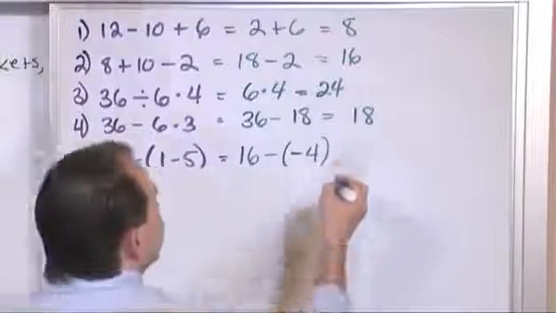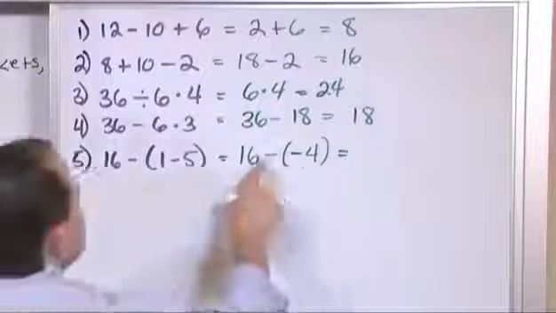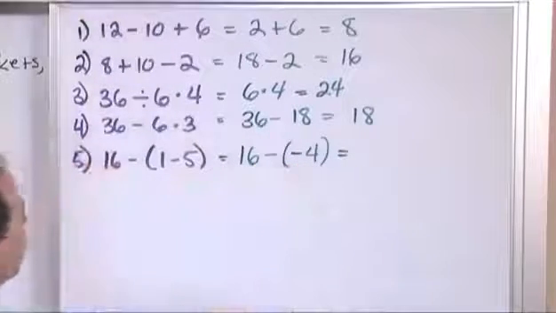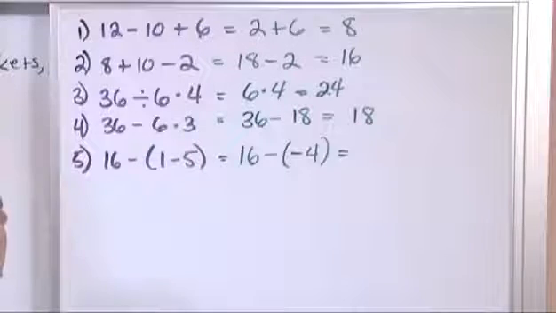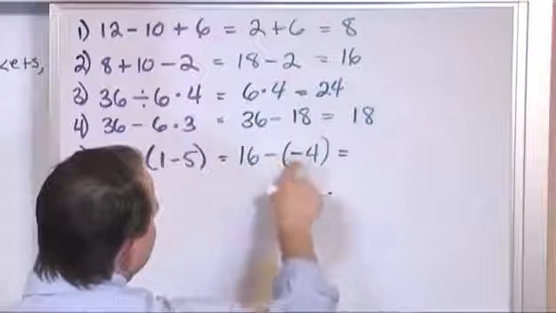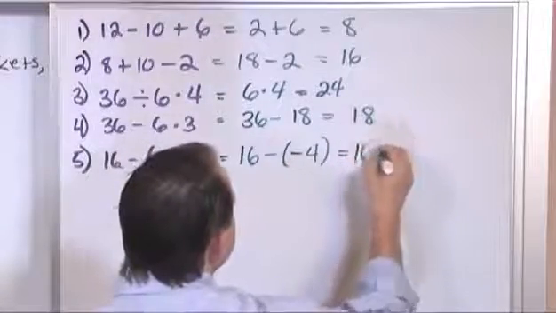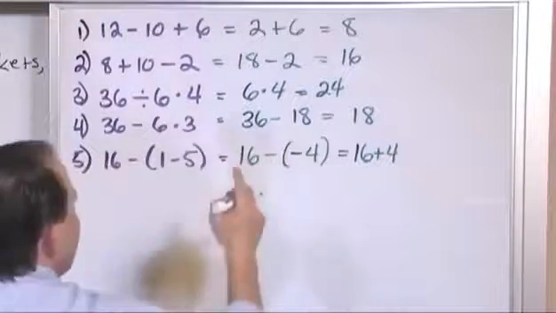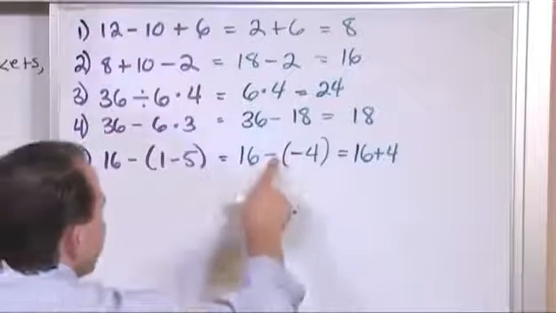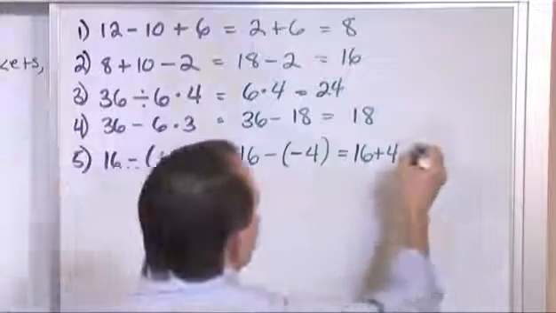Now here we have something interesting going on, because what we have here is 16 minus a negative 4. In this case, it's basically multiplying this negative 1 out here by this negative 1 here, or you can think of it as adding the opposite. So this ends up becoming 16 plus 4. Really, this negative 1 out here is multiplying by that negative 1, giving you positive. 16 plus 4 is 20.